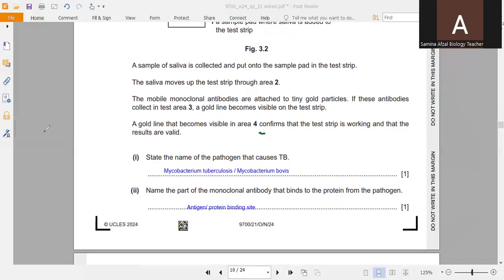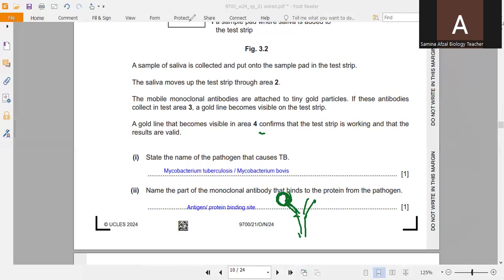So next is, name the part of the monoclonal antibodies that binds to the protein from the pathogens. The monoclonal antibodies are V-shaped, and this is the site where the antibodies bind to the protein from the pathogen. So this is the binding place. This is called the antigen or protein binding site. So this is where they will attach themselves.